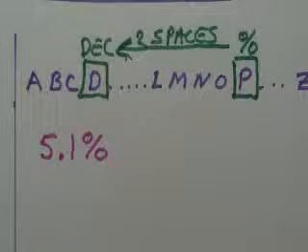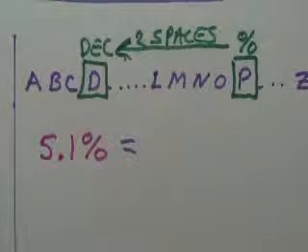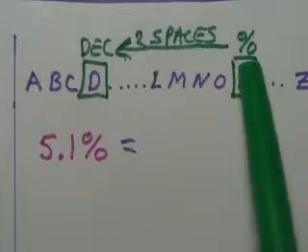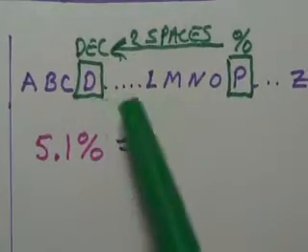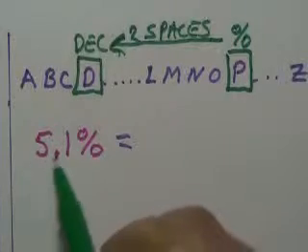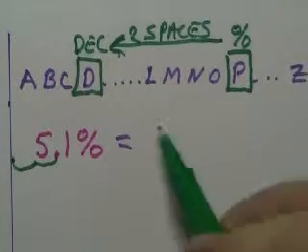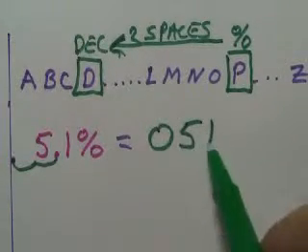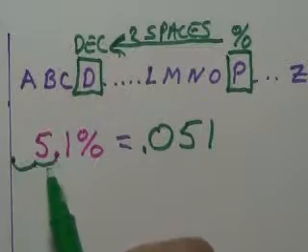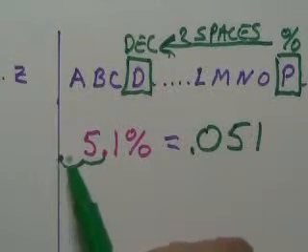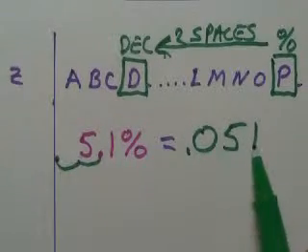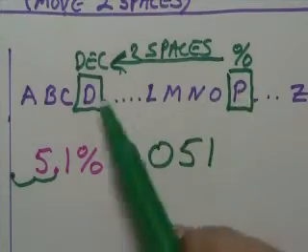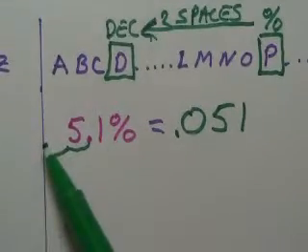So let's take a number like 5.1%. And we want to change that to a decimal. So to go from percent to decimal, I move the decimal 2 spaces this way. Now if I do that, I'm going to have to put a 0 in there. So it's 0.051, right? Because I'm moving over 2 spaces. So I'm going to have to put a 0 right there. 0.051. It's from percent to decimal. Percent to decimal, move the decimal 2 spaces going to the left.